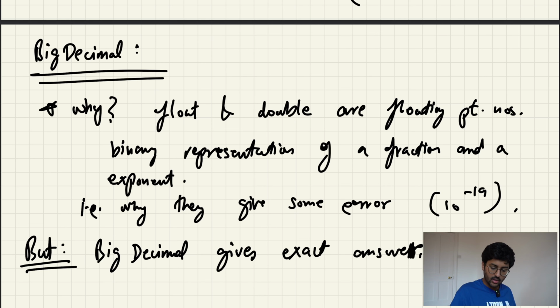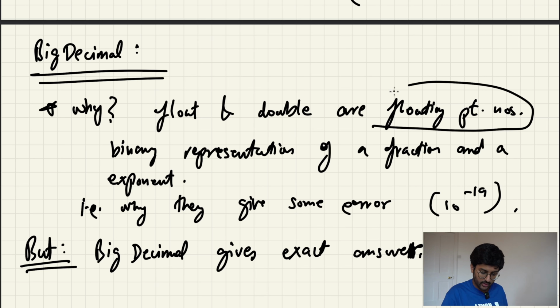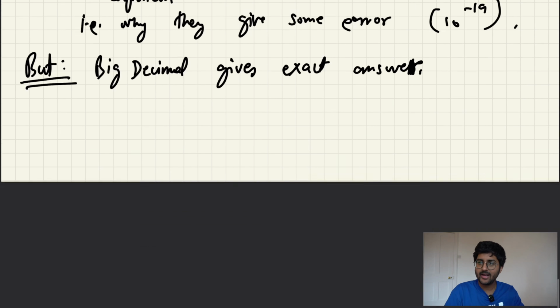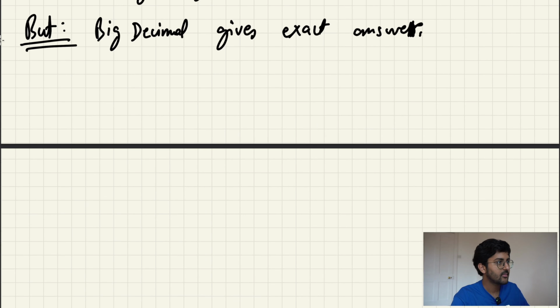Because float and double are not fixed point numbers, they are floating point numbers. This is an important point over here. They are represented with an exponent, like a into 10 raised to power minus something, if you want to represent something. And that is why it gives a little bit of an error of around 10 raised to power minus 19. Very minimal, but still you will get an error. Big decimal on the other hand does not give an error. It will give you the exact same answer.